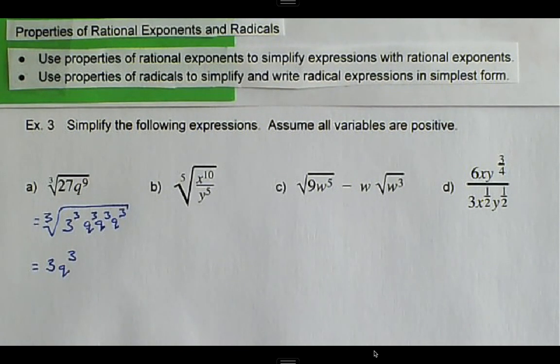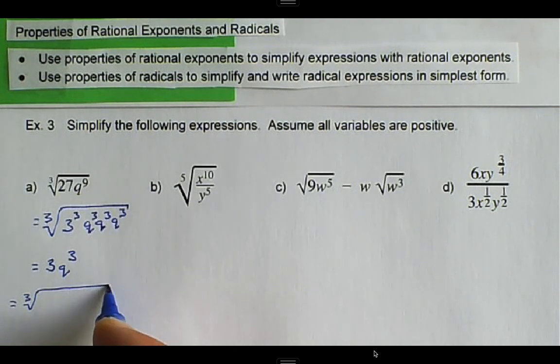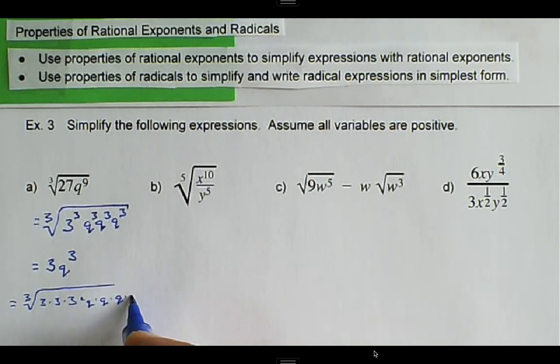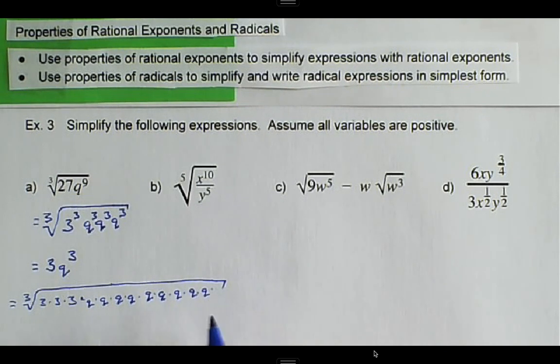If we wanted to write this out all the way, maybe to illustrate it a little bit better, we could write this as the cube root of 3 to the third, which is 3 times 3 times 3. And then q to the 9th, that's just q 9 times: 1, 2, 3, 4, 5, 6, 7, 8, 9.